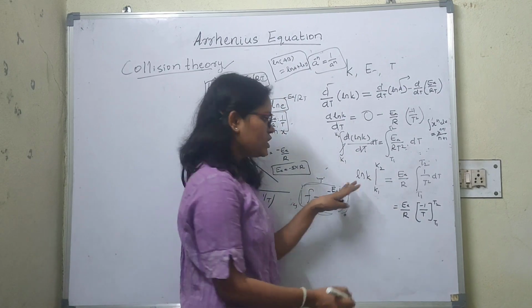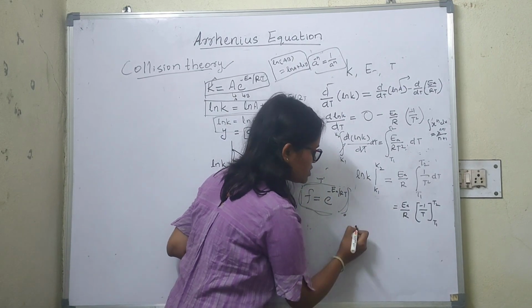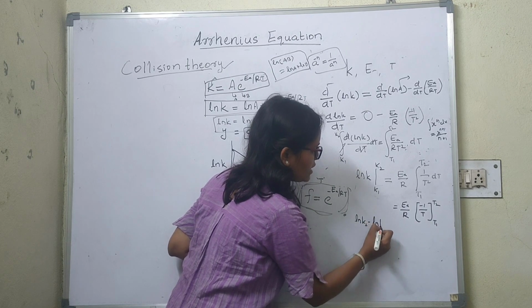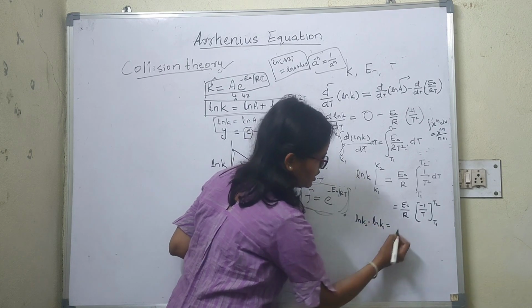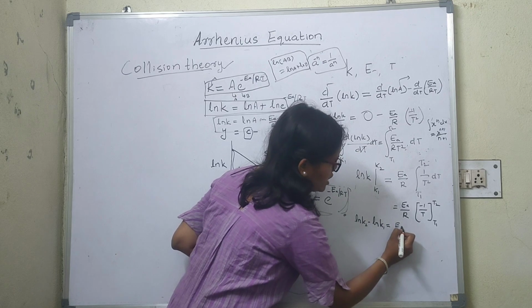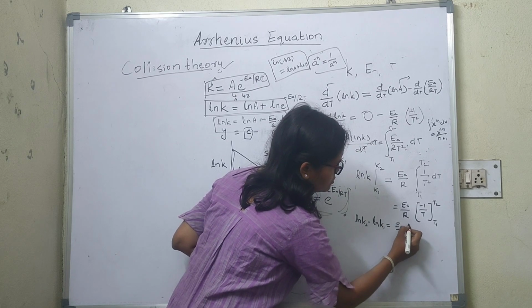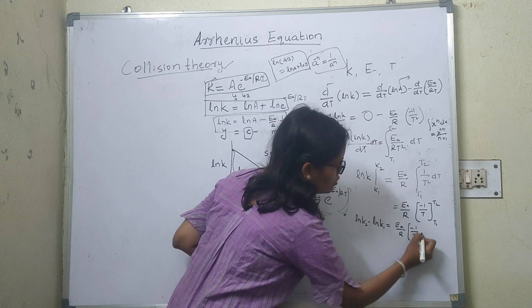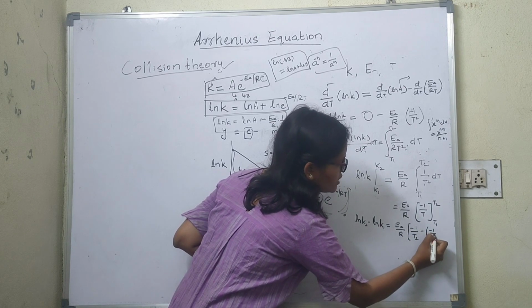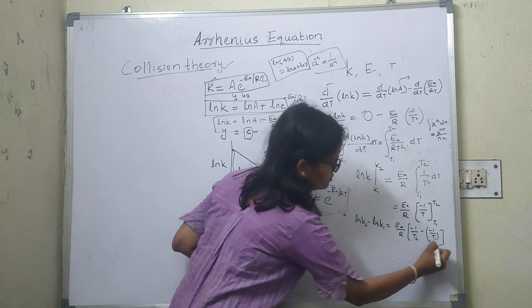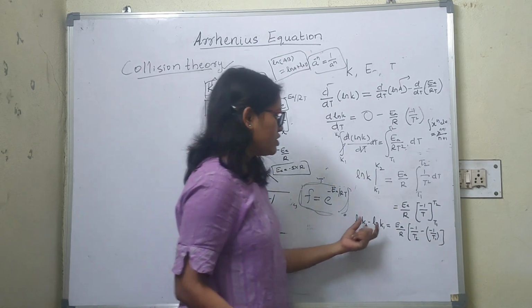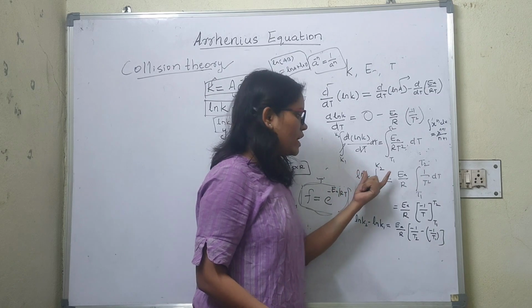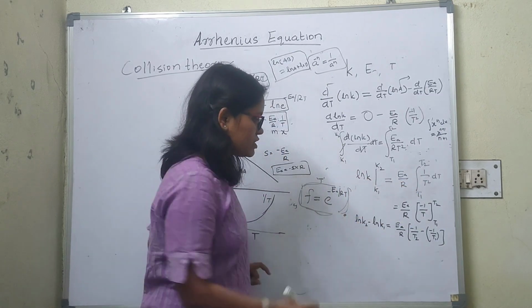Now I'll substitute the limits. So upper limit minus lower limit, that will be ln k2 minus ln k1. So here we have EA over R times minus 1 by t2 minus minus 1 by t1. So the way we do it is we first substitute the upper limit and then subtract the lower limit. So this is how we do it.